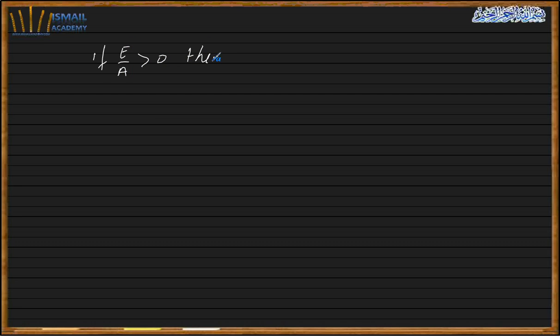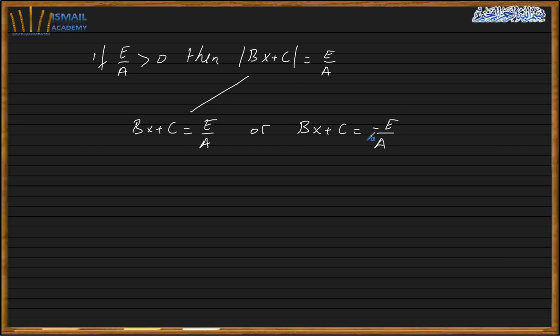So then in that case, you split it into two equations. So bx plus c equal to e over a, or bx plus c equal minus e over a. Now this is just linear equations. You solve for this. Let me give you an example. So here after that you solve. So let me put it here. Solve for x.